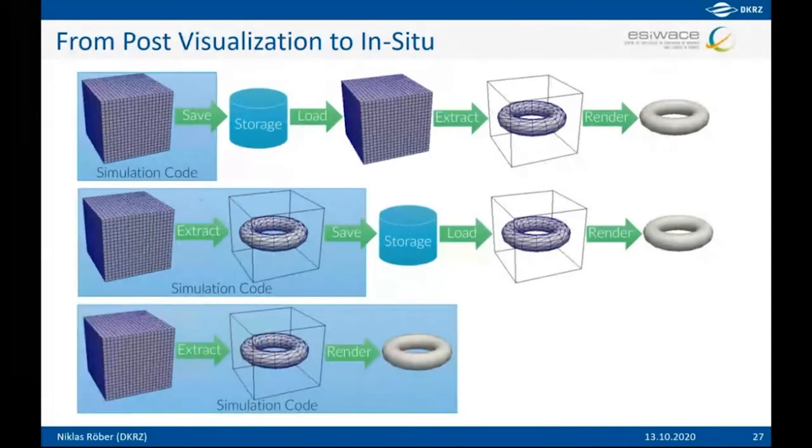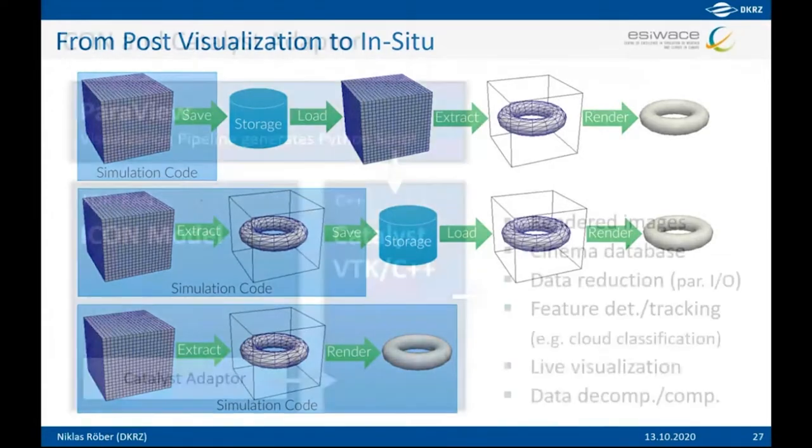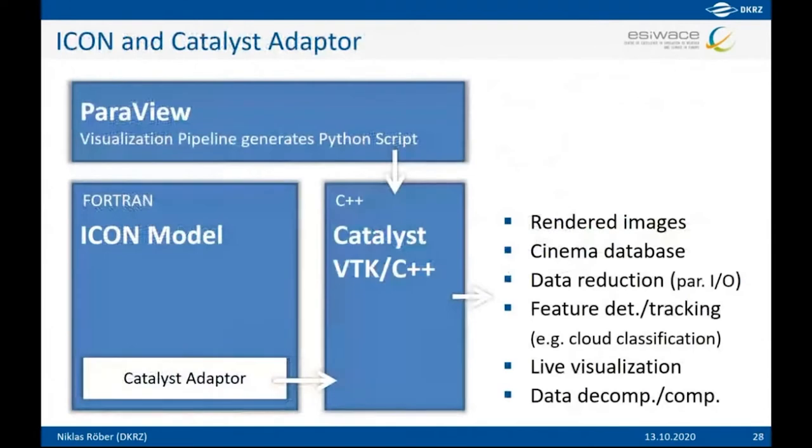And the in situ version would be everything what you do on the lower part on the main computer. So you simulate all your data in the supercomputer, then while the data is still in main memory, you extract some information that you would like to have, and then you create an image and just store this image. This is what we've done with our ICON and Catalyst adapter. Catalyst is a special version of Paraview, if you wish, which actually allows you to run in situ experiments.